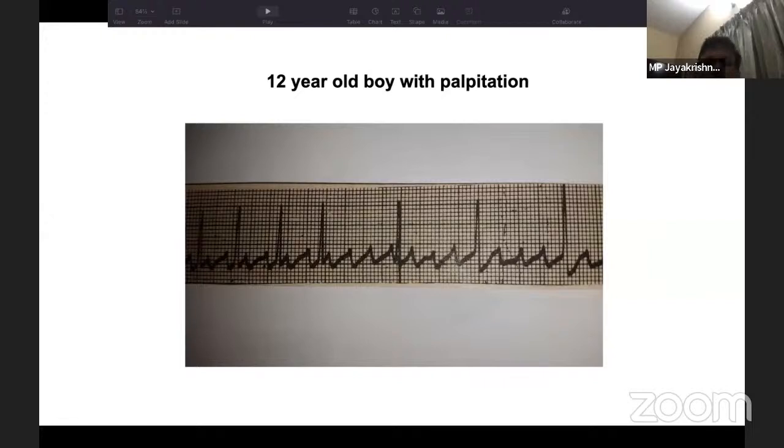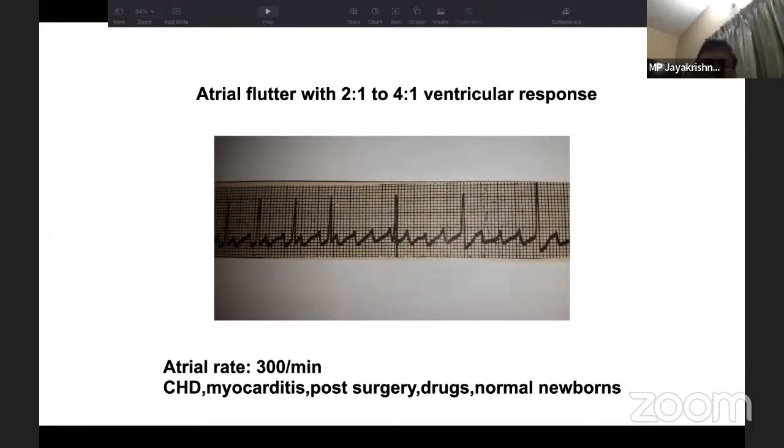This one, another 12-year-old with palpitation. What do you see there? There's a variable RR interval there. A very fast heart rate because of the P waves, the flutter waves. We call them the flutter waves, a sawtooth appearance. So a variable ventricular response. Not all P waves are conducted there. So the atrial rate is very fast, 300 per minute.